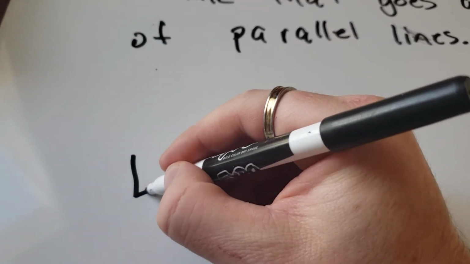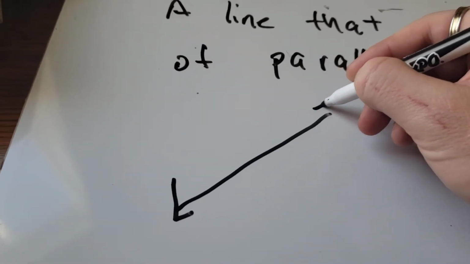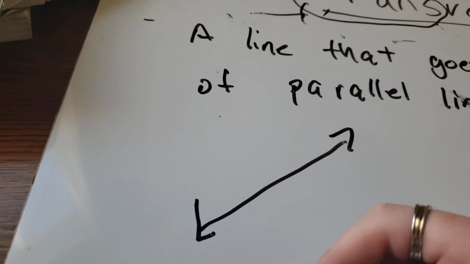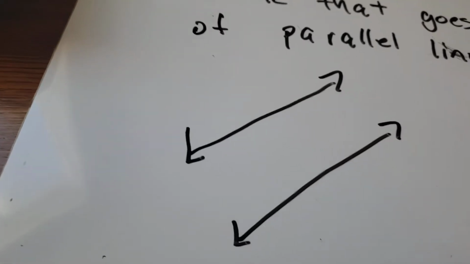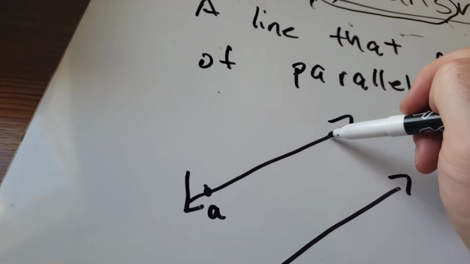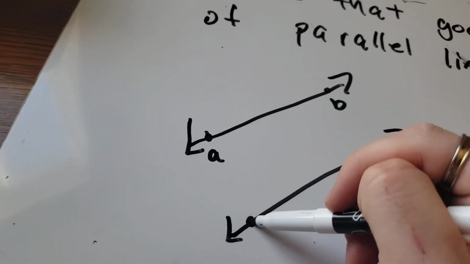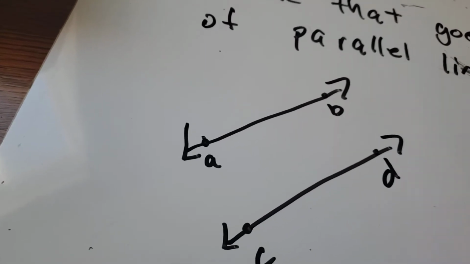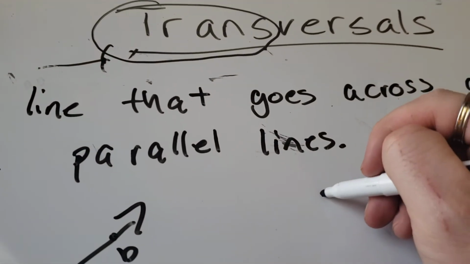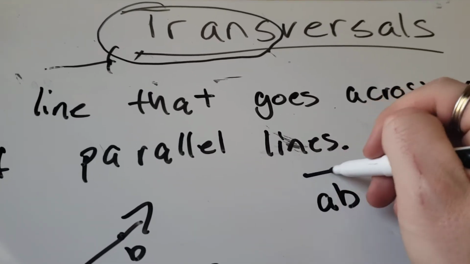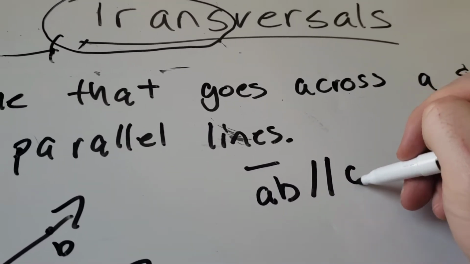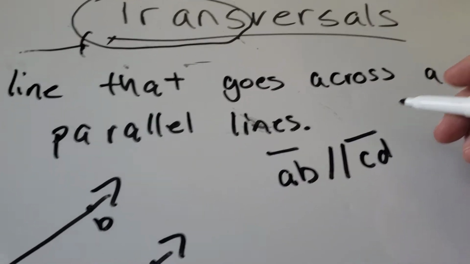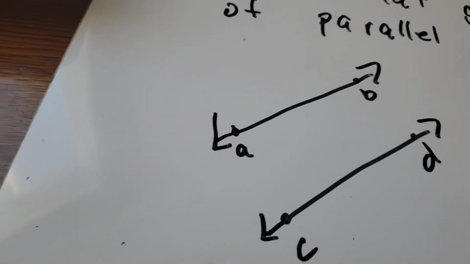So let's draw a couple parallel lines. Okay, so assume that these are parallel. They may not be, they may be, but assume that they are. So I've got two parallel lines. Let's call this line AB, and let's call this line CD. I can show that they're parallel by saying line AB is parallel to line CD. So that's important. Them being parallel is important.